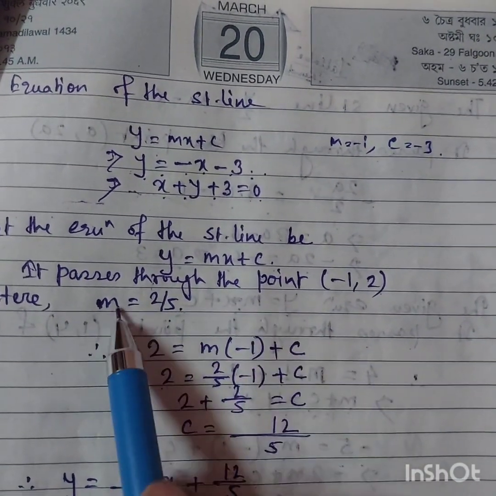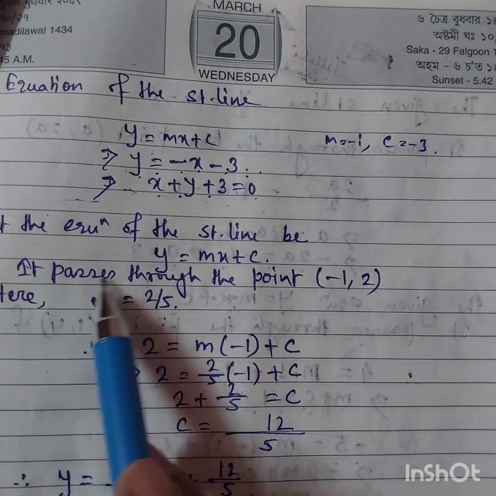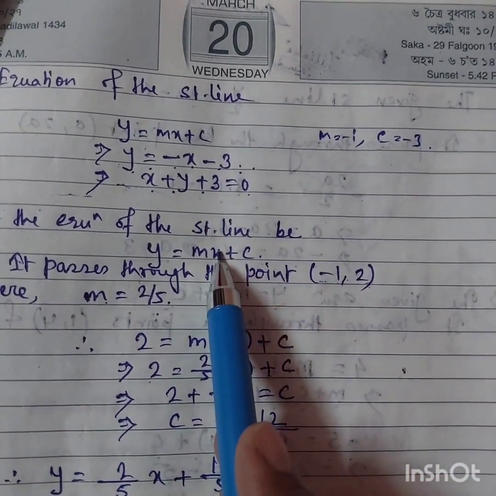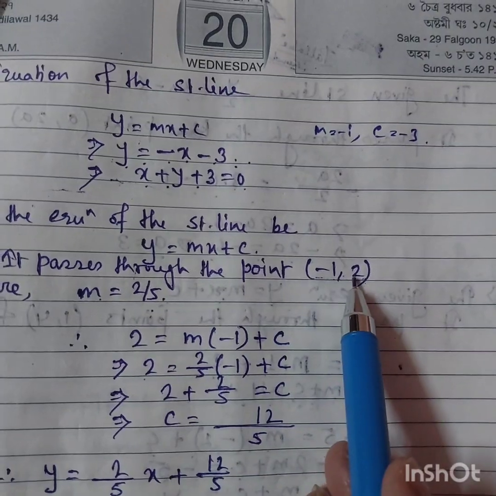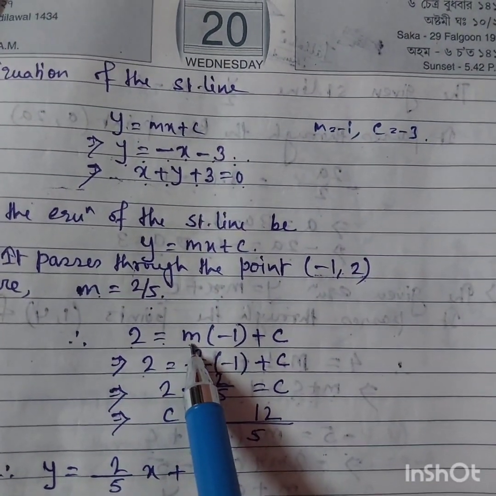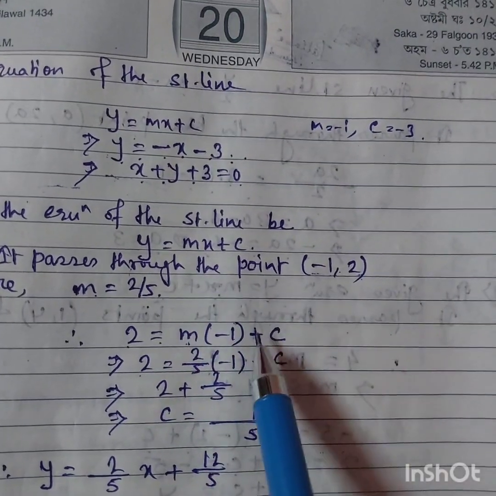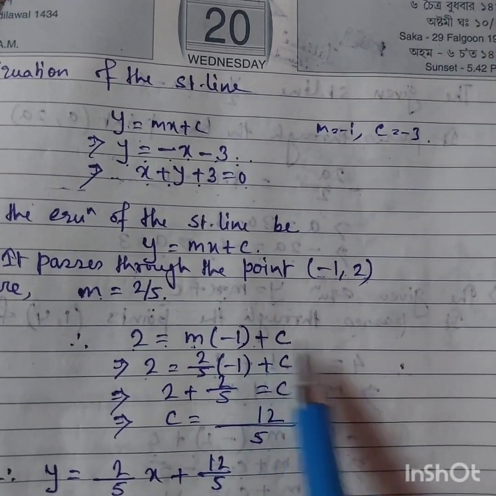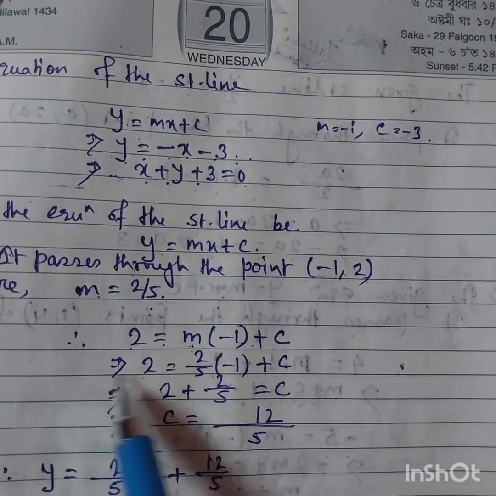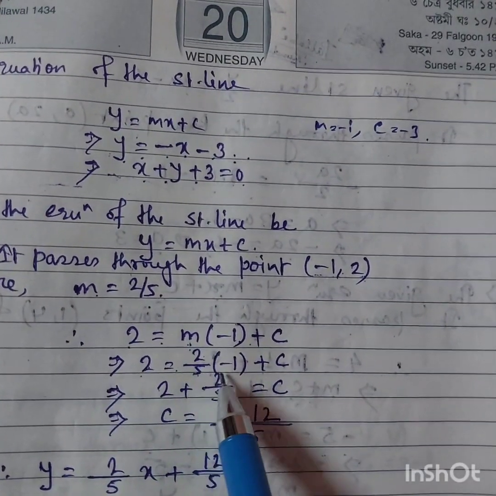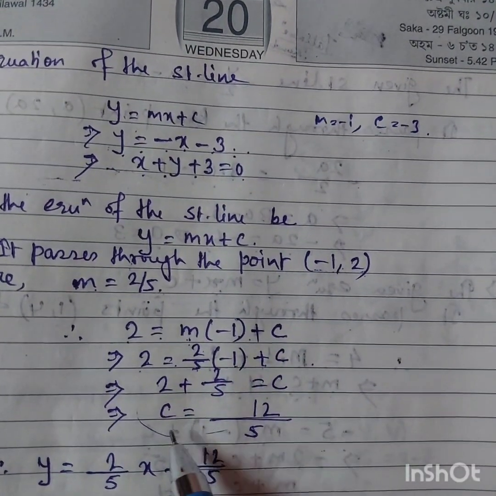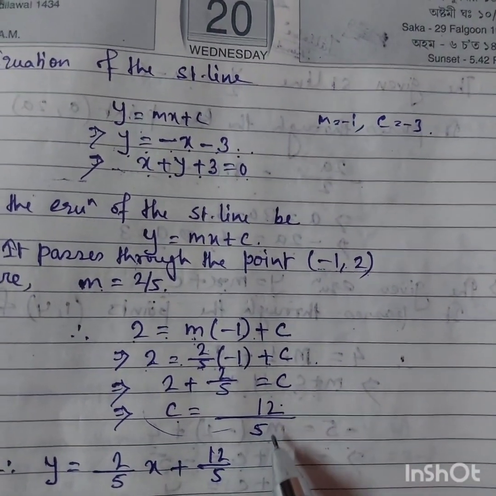Since this line passes through this point, that means this point satisfies the equation. So in place of y you can put 2 is equal to m, which should remain as it is, and in place of x you have to put -1, plus c. Now put the value of m, that is 2 by 5, so 2 is equal to 2 by 5 into -1 plus c. So from here, after calculating it, you will get the value of c is 12 by 5.